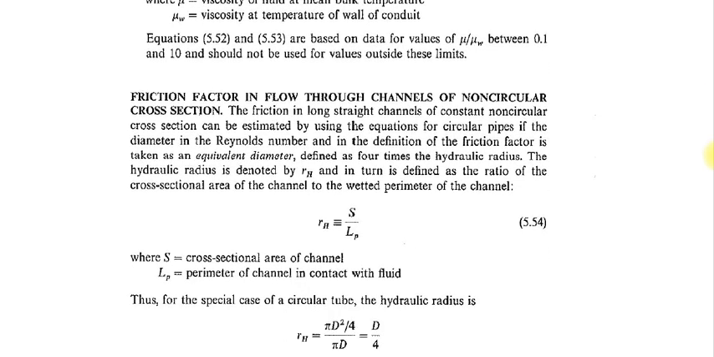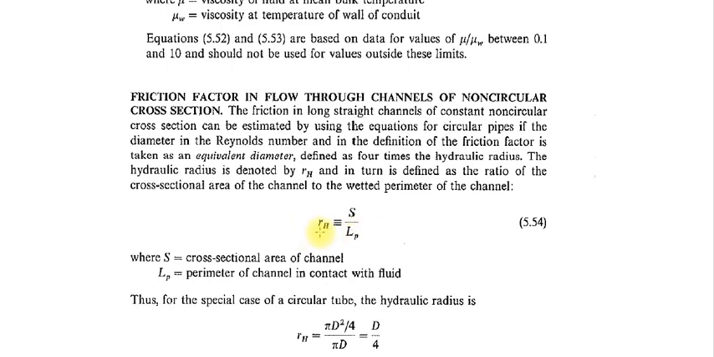Now suppose you have a closed channel which is non-circular, meaning you have a pipe which has a non-circular cross section. In this case you have to define a new parameter that is called the hydraulic radius. Here RH represents the hydraulic radius. Hydraulic radius equals S by LP, where S is the cross-sectional area of the channel and LP is the perimeter of the channel, or the wetted perimeter, meaning the perimeter of the channel which is in contact with the fluid.